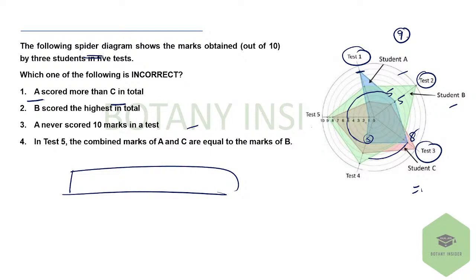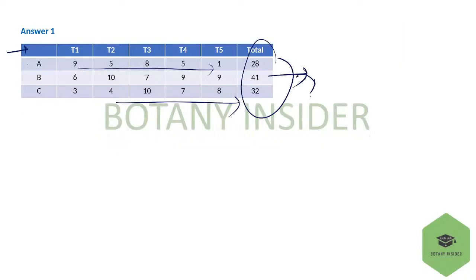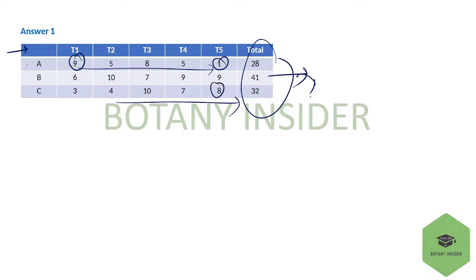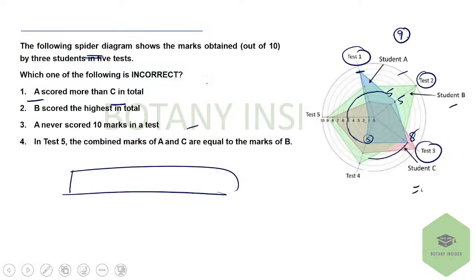In test 5, the combined marks of first and third is equal to the marks of second. Test 5, combined marks of A and C are equal to combined marks of A and C in test 4. It is 9, which is equal to the marks of second, which is also correct. So, fourth is the answer for this particular question, right? So, answer for this is option number 4. Very simple question. Simple and easy.